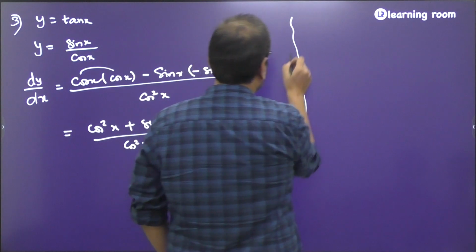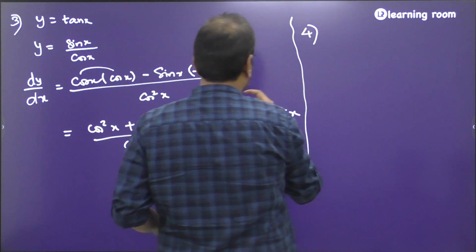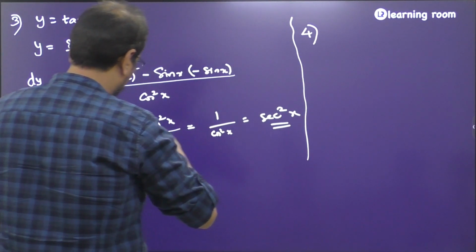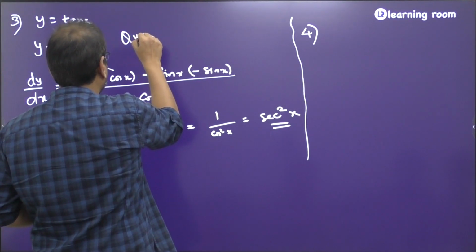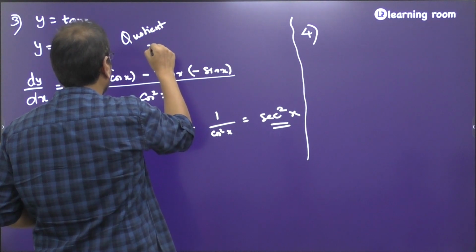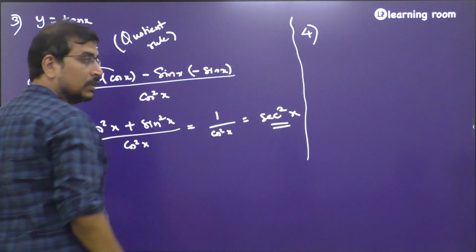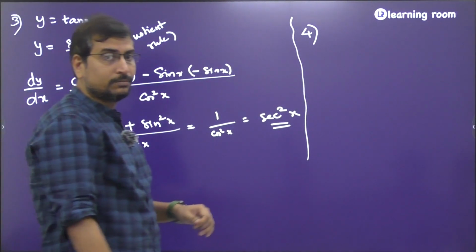Yes, sir. We need to take tan x as sin x by cos x, then we use the quotient rule to get it. Exactly. So this is the quotient rule. Right. What about the next question?